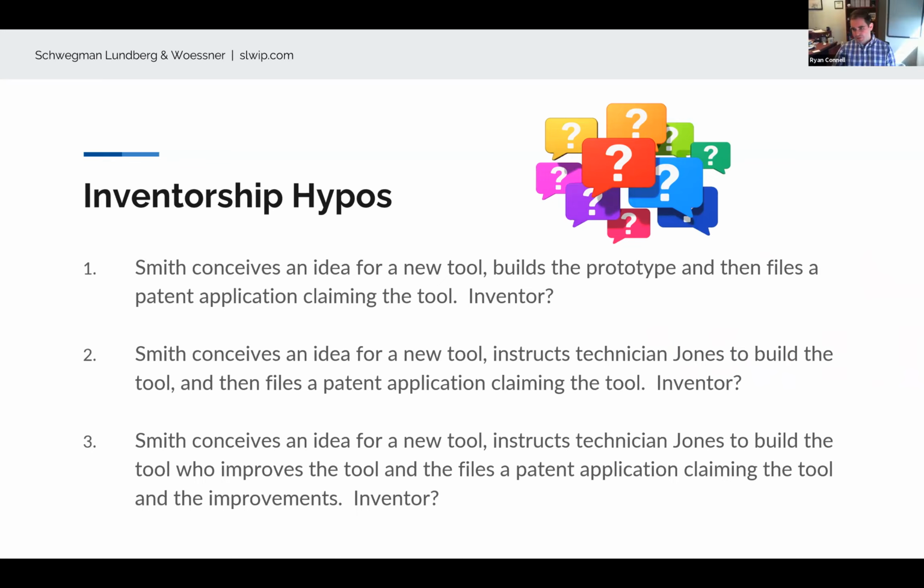Yeah, with the order of inventors too, I have some clients, companies, who just have a corporate policy of listing them in alphabetical order just to sidestep those issues.